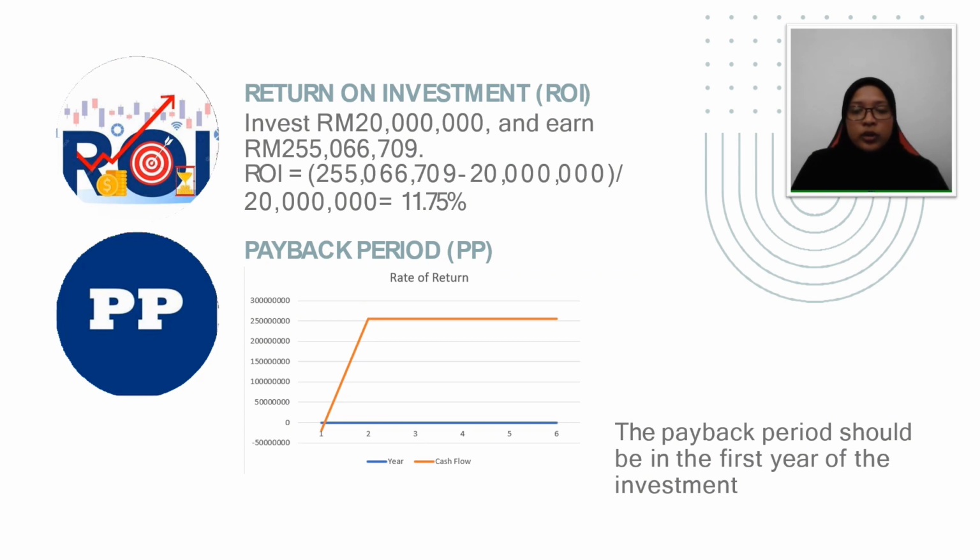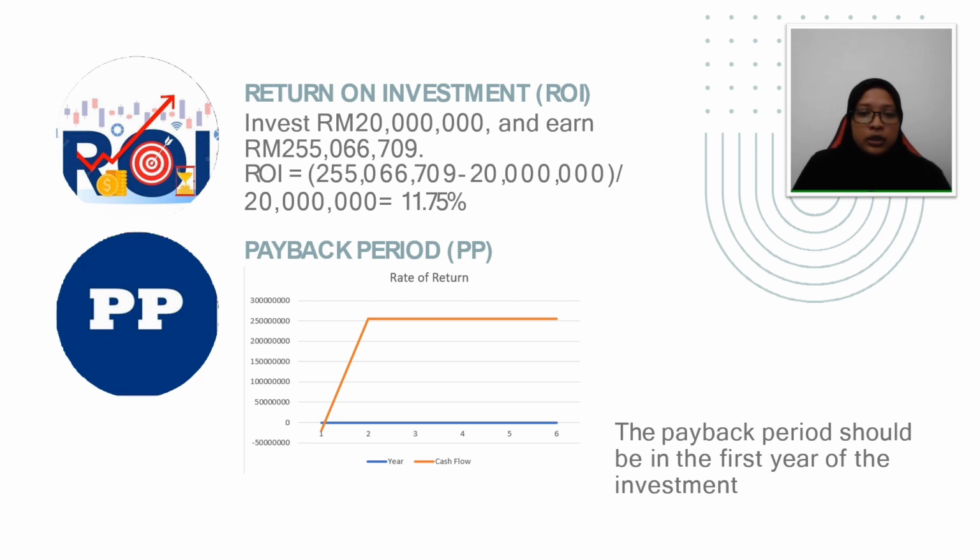Assalamualaikum, sir. My name is Siti Nursyad Muhammad Sharif, and I will present about the return on investment, payback period, and also budget monitoring and controls. First, return on investment, ROI. In the previous slide, we can see that we invest 20 million in this project and earn 255,066,709 ringgit. To calculate the ROI, the formula is net profit minus capital cost over capital cost. Our calculated return on investment, ROI, is 11.75%, which is a good amount.